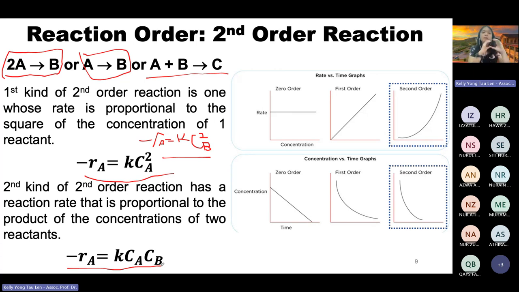Dia merujuk kepada kepekatan reactant yang mana. So, bila saya ada dua reactant, dia adalah second order, saya kena tahu adakah dia second order towards A, zero order towards B, or zero order towards A, second order towards B, or first order towards A, first order towards B. So let's say kamu ada tiga tindak balas yang berbeza dan kesemua tiga ini adalah second order reaction, tak bermaksud rate law dia semua adalah sama. Dia boleh jadi ketiga-tiga dia ada rate law yang berbeza.